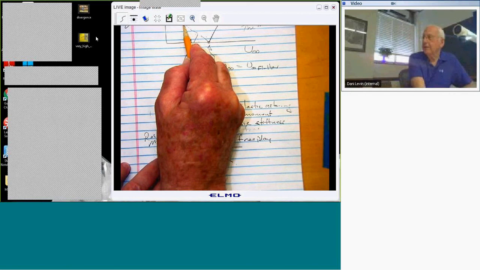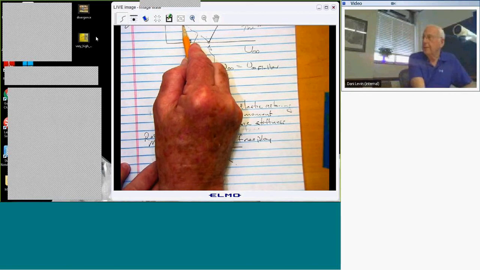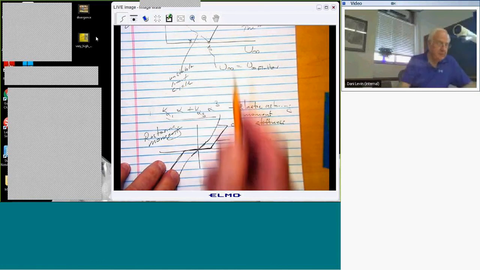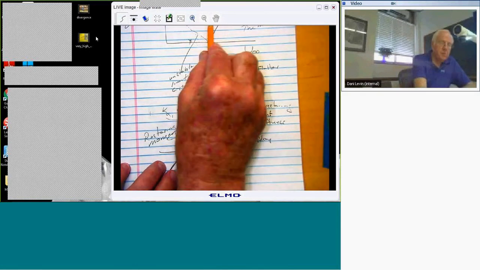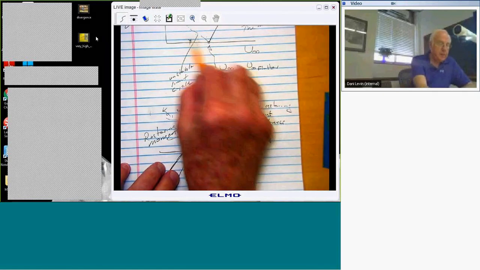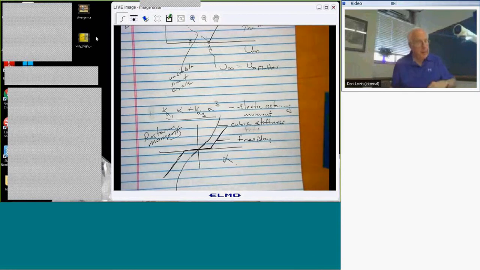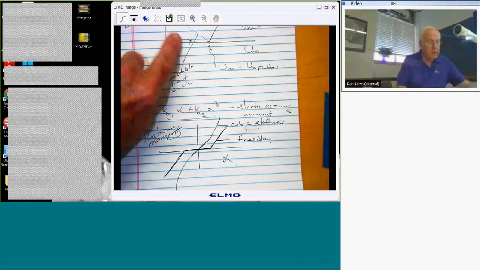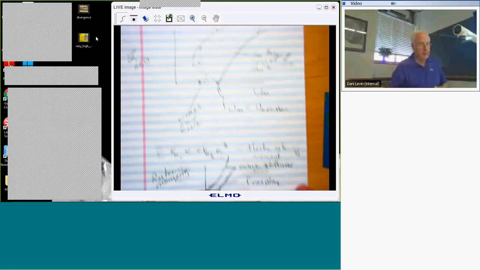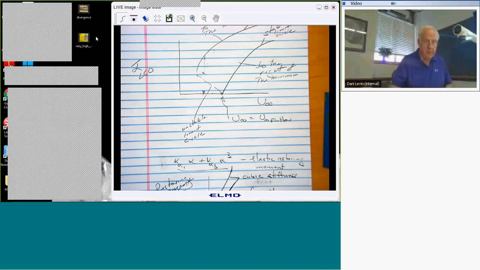This is not really a flutter speed. This is a limit cycle oscillation at a lower speed than flutter. So this is still the flutter speed. But originally people thought this whole thing moved down because of free play, which isn't what happens. That point stays right there, but you can get a limit cycle. And there is a question about how large that amplitude is. It turns out we can also estimate that without a lot of calculation once you understand what's going on.